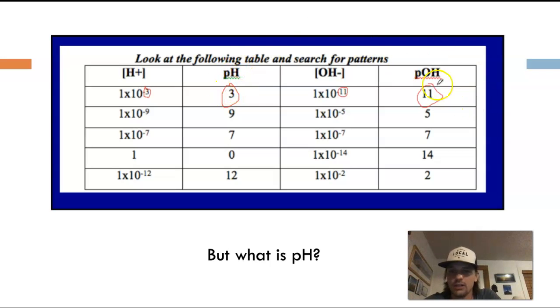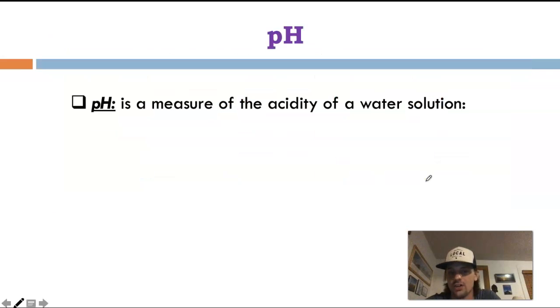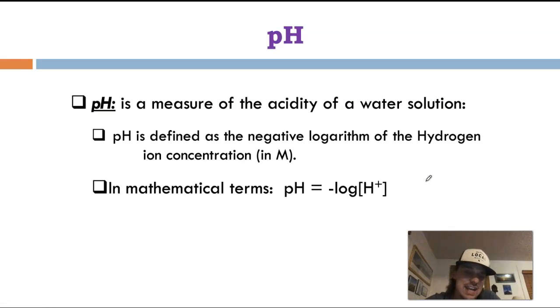How are these two related? 3 and 11, 9 and 5. You might not notice this right away, but what do all of these add up to? 3 plus 11 is 14. 9 plus 5, 14. 7 plus 7, 14. 0 plus 14, 14. 12 plus 2, 14. So there are some common patterns that you're going to see, a strong relationship between H+, OH-, pH, and pOH. And that's what I want us to understand today. Like I said, pH is a measure of the acidity of a water solution.